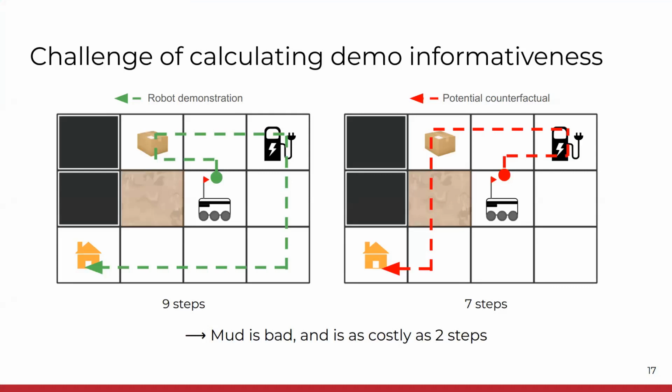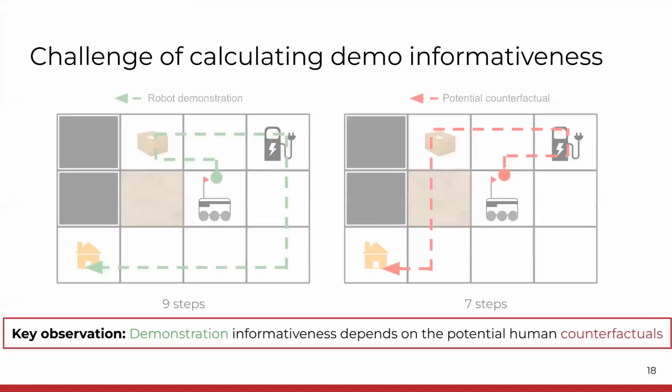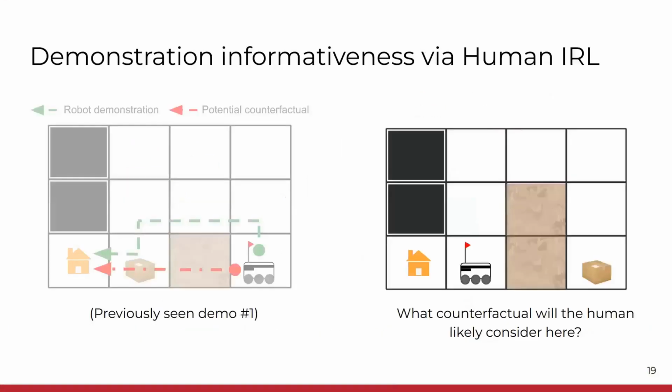This is a potentially highly informative demonstration, but it requires the learner to consider all potentially relevant counterfactuals to glean that information. Thus, measuring how informative a potential demonstration will be is contingent on the counterfactuals likely on the human's mind, and this is a primary challenge addressed in this paper. Exploring this challenge further, given that the human has seen this first demonstration to the left, what counterfactuals should be considered to be on the human's mind in this new environment on the right?